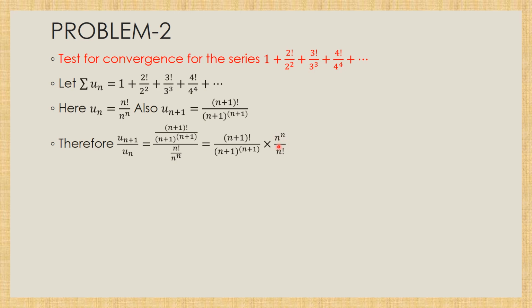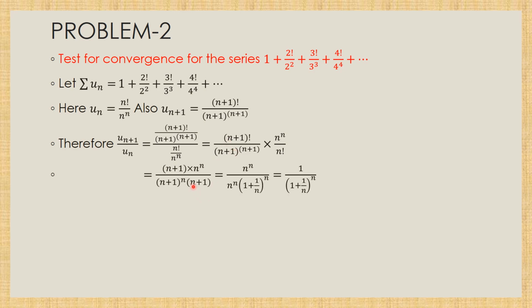Look at the first numerator, n plus 1 factorial, which can be written as 1 into 2 into 3 into etc. up to n into n plus 1. That means n factorial into n plus 1. So n factorial cancels with the second denominator, n factorial, and n plus 1 remains in the numerator. So simplifying.